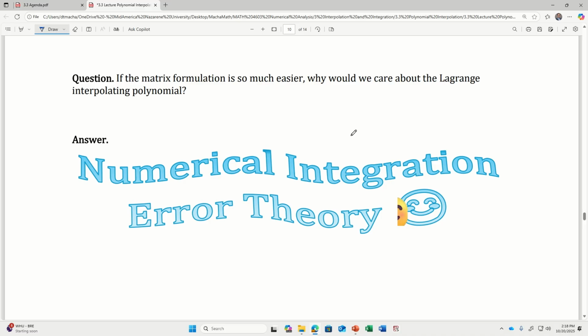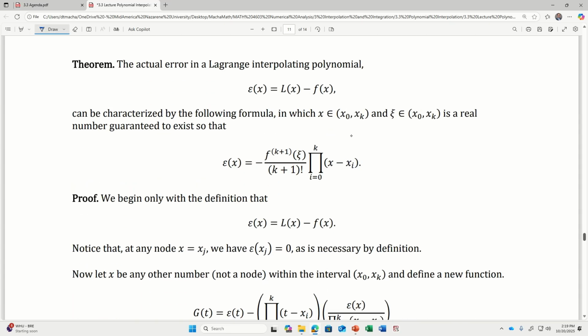If the matrix formulation is so much easier, why do we care? It's because the whole idea about numerical analysis isn't just about learning numerical methods. It's about analyzing which numerical methods are better than the others. And how do you know if it's better or not? You determine how computationally taxing it is through counting flops, and you also determine how accurate am I going to get, how much error is going to be left in my approximation. And so this is the whole reason we care about the Lagrange interpolating polynomial.